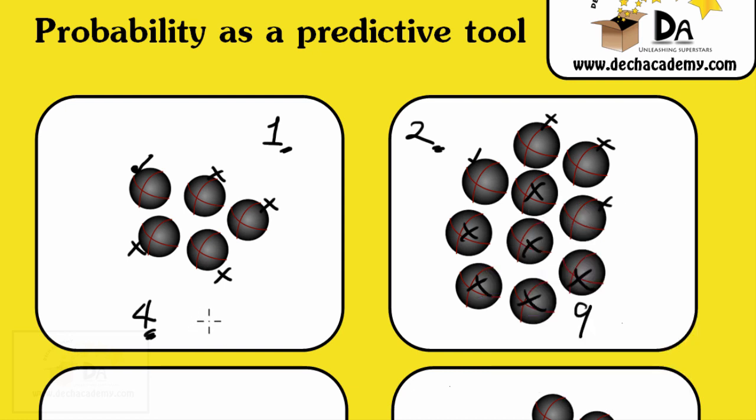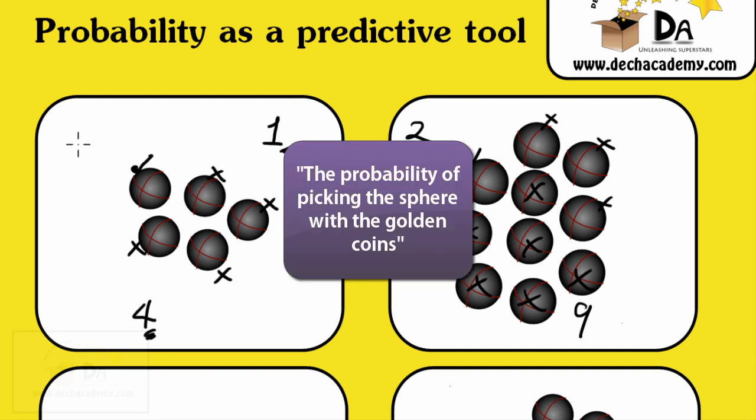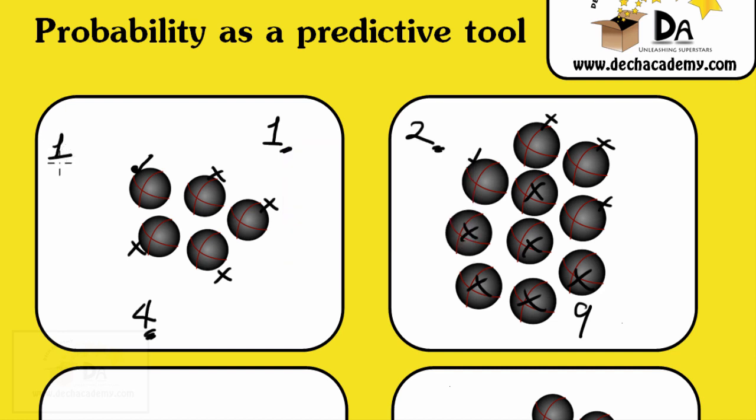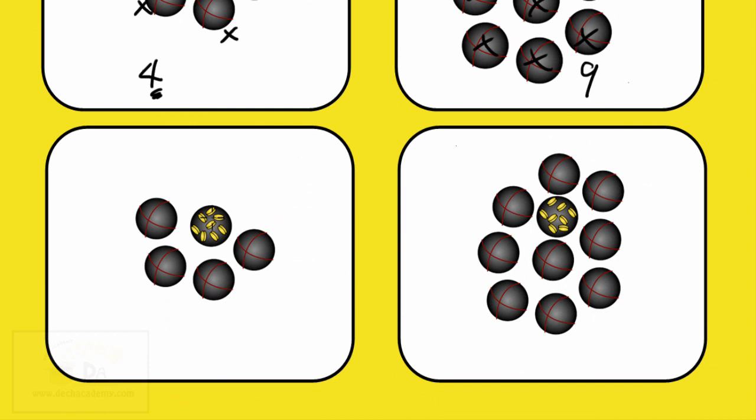So that's a good way to think about probability. In this case, the probability can be expressed as follows. If I just use a fraction, I'll say 1 in 5. There's only one way of winning out of 5 possibilities. Here, there's also only one way of winning, but it's out of 10 possibilities because there are 10 spheres. So here we have the result. This is the sphere with the golden coins, and here this is the sphere with the golden coins.